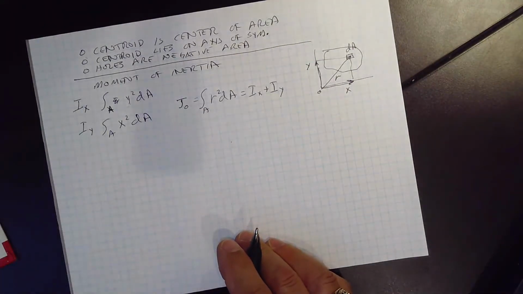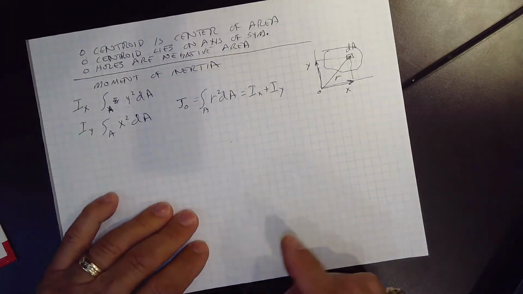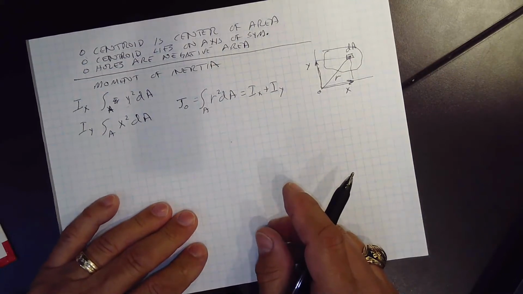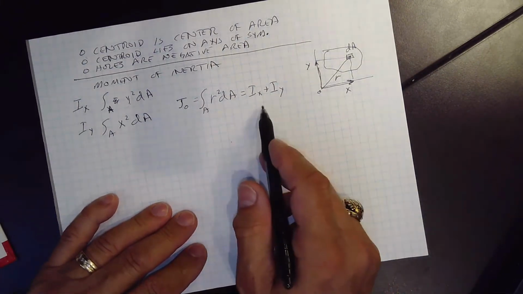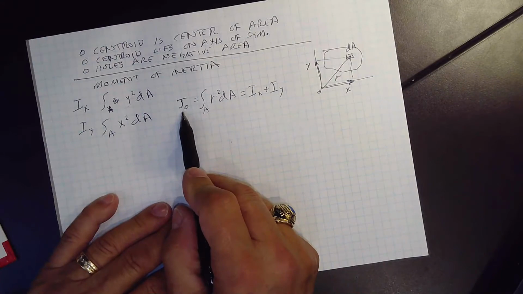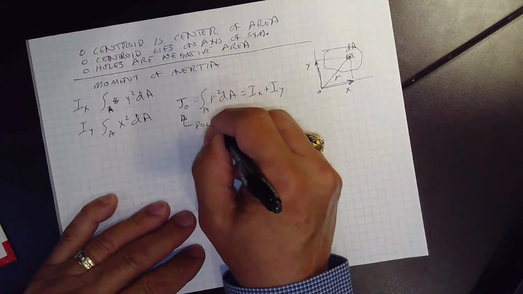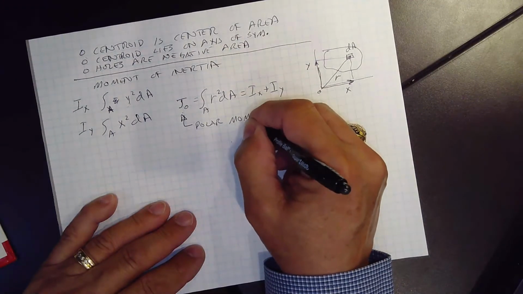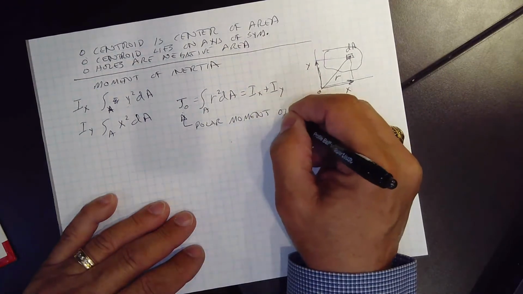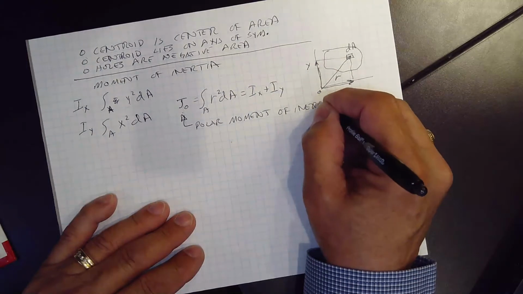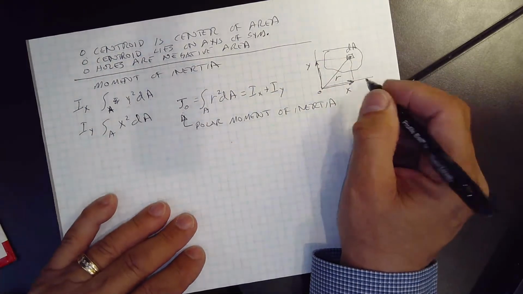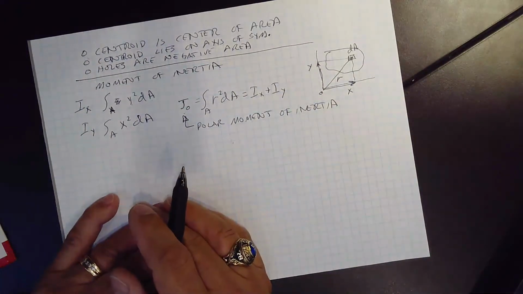Generally, for torque elements, we like circles because they're very efficient. But you could do it with any shape. If you want to find the polar moment of inertia, it's Ix plus Iy.